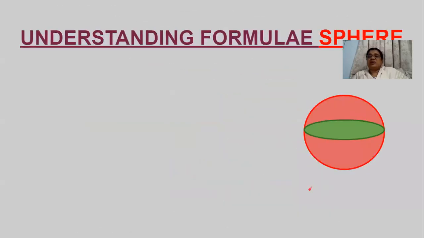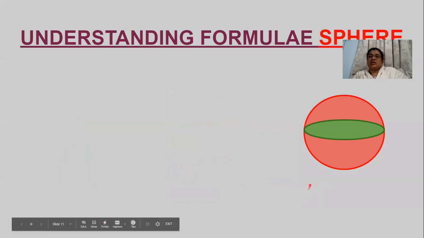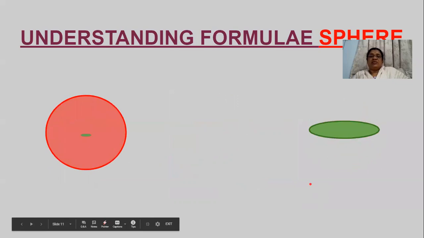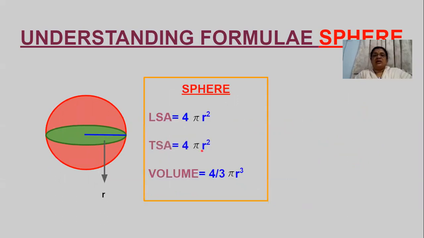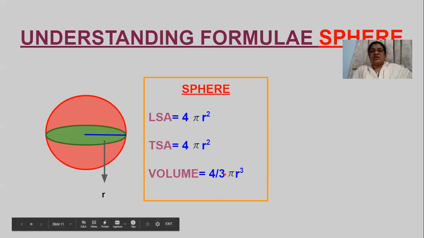Next one is sphere. This is a sphere. It does not have a lateral surface and total surface variation; there will be only surface area. So LSA and TSA will be the same for a sphere, and this is the radius of the sphere. The LSA and TSA will be the same, 4 pi r square, and the volume of the sphere is 4/3 pi r cube.